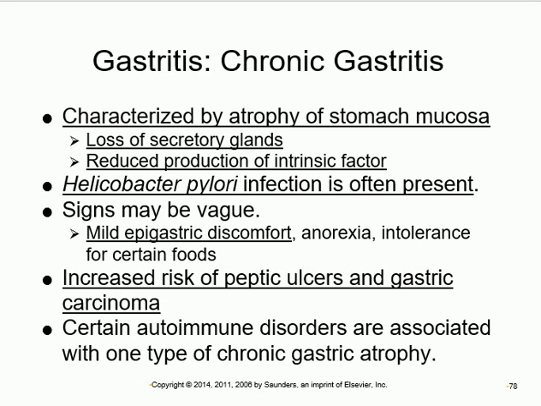Secretory glands will be lost. You don't release mucus secretions and other secretions anymore, including the intrinsic factor. Chronic gastritis can lead to peptic ulcer. Okay? And there is a situation here.